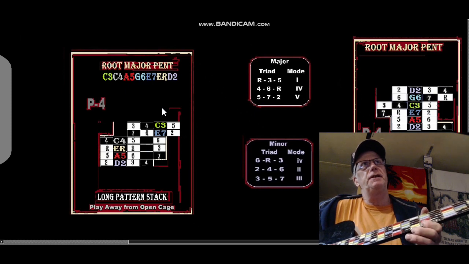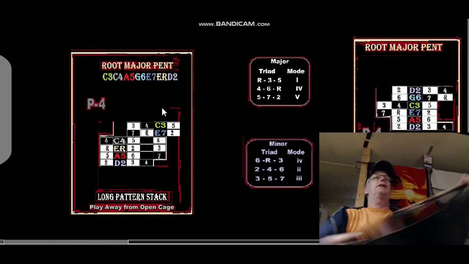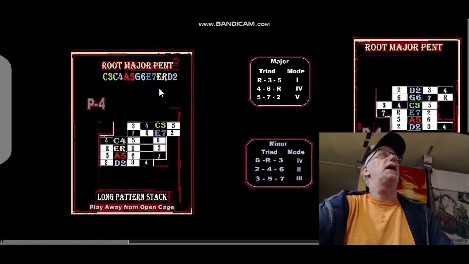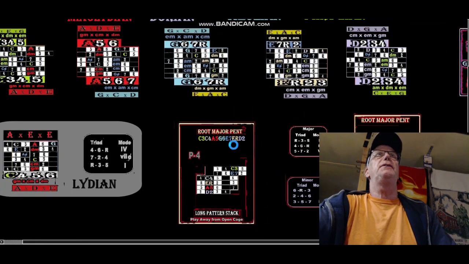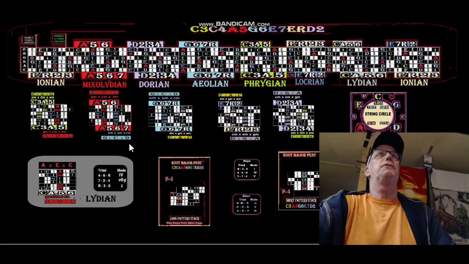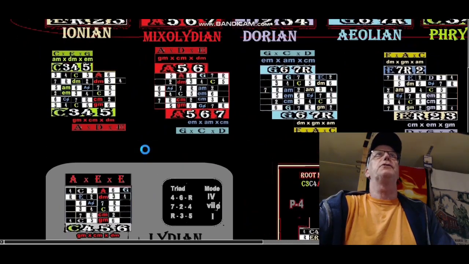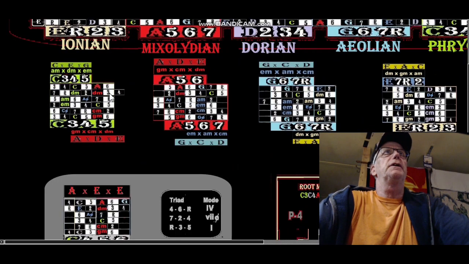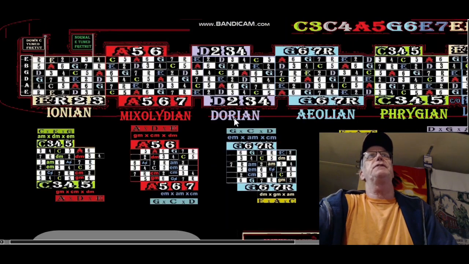5, 7, 3. Okay, so that, again, that's the difference between a pattern stack and the actual fretboard drawing. These are all fretboard drawings. So you can see the third in here in between the G and the B string, okay? Pattern stacks, you're not going to see that. So that's the difference there.